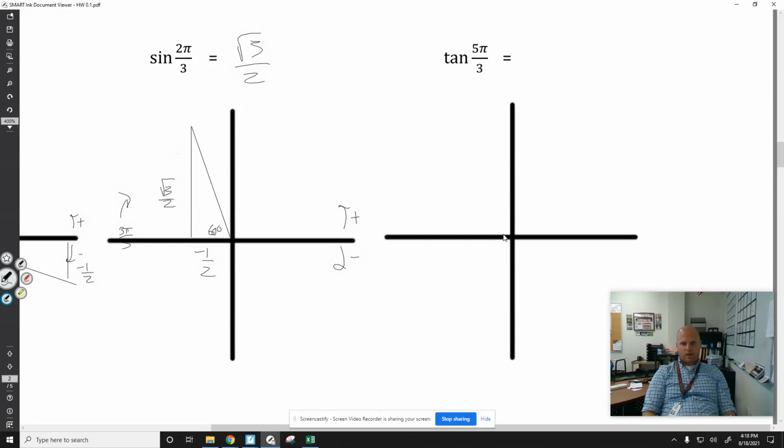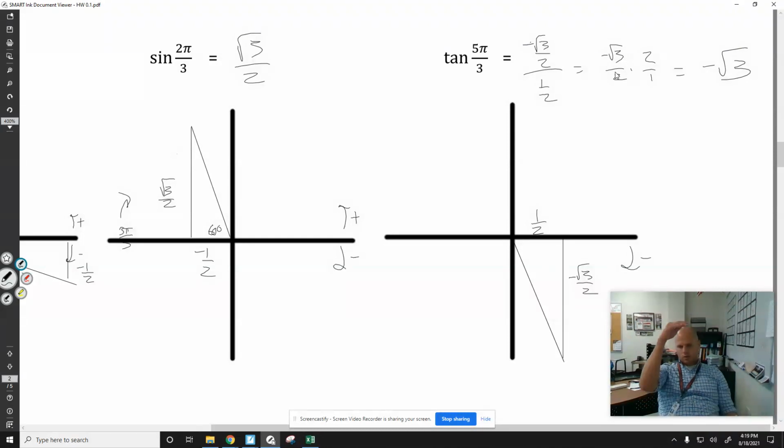Tangent, 5 pi over 3. 5 pi over 3 is over here. How do I know that? 6 pi over 3, subtract a pi over 3. You get to 5 pi over 3. Tangent, opposite, I'm going down, over adjacent. Longer, taller triangle, shorter, skinnier side is the adjacent side. Opposite over adjacent. Twos cancel. It's negative 2 root 3 over 2. We're good.